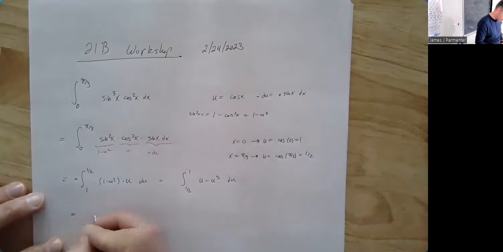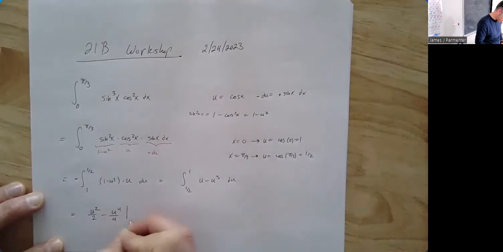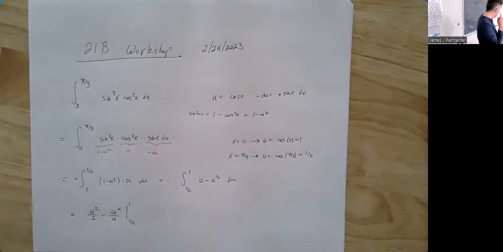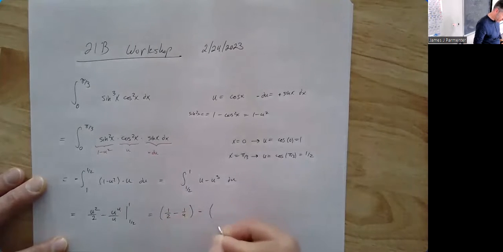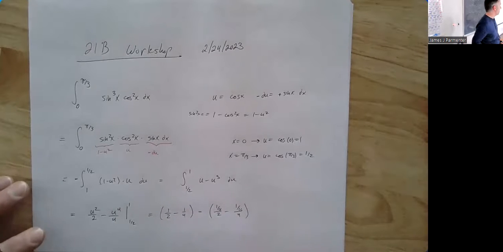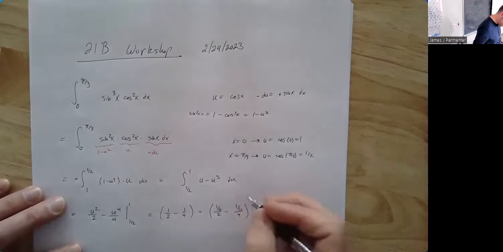Then we integrate, we get u squared over 2 minus u to the 4th over 4 from 1/2 to 1. And the whole benefit of having changed our limits of integration is that we don't have to go back and plug in u equal to cosine and then plug in 0 and pi over 3. So we're just going to plug in 1. We're going to get 1/2 minus 1/4. Then we're going to plug in 1/2, and we're going to get 1/4 over 2 minus 1/16 over 4. And yeah, we could simplify that, but we don't need to. You can simplify that on your own. So yeah, looks good.